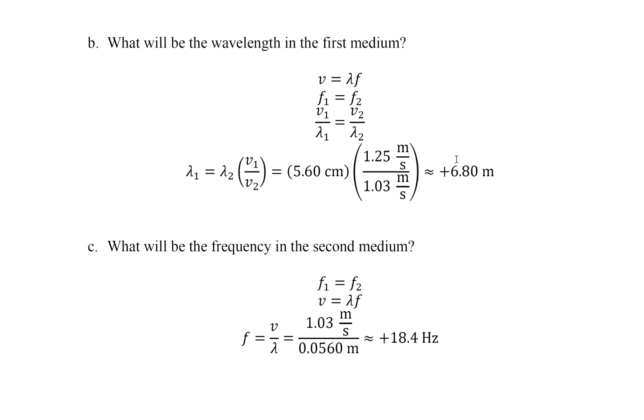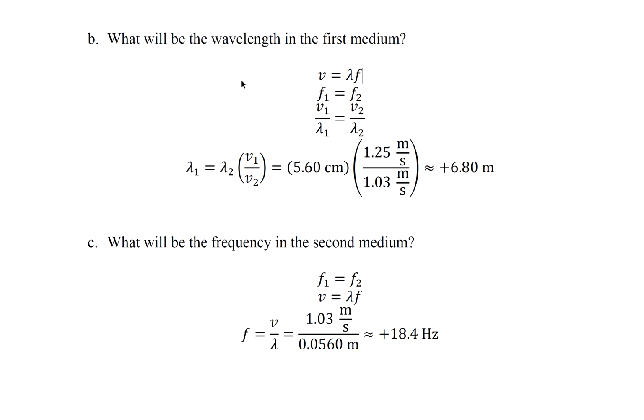Part B, what would be the wavelength in the first medium? V equals lambda f, and f1 equals f2. Use this first equation to solve for f. V1 over lambda 1 equals V2 over lambda 2. Solve for lambda. Part C, what will be the frequency in the second medium? Well, we know f1 equals f2, so just use the equation V equals lambda f, and we could solve for f.